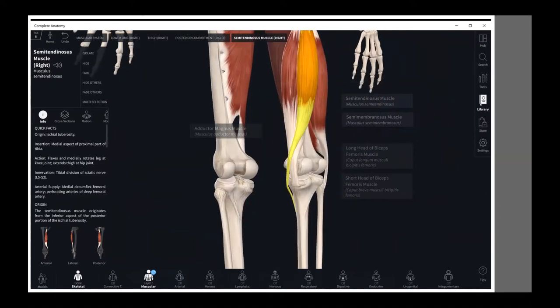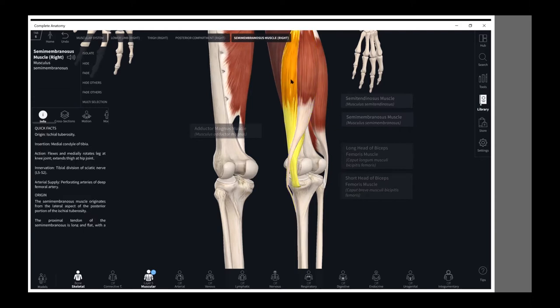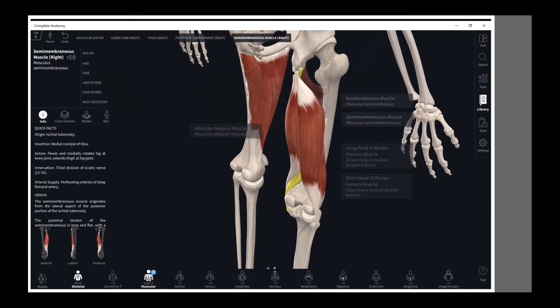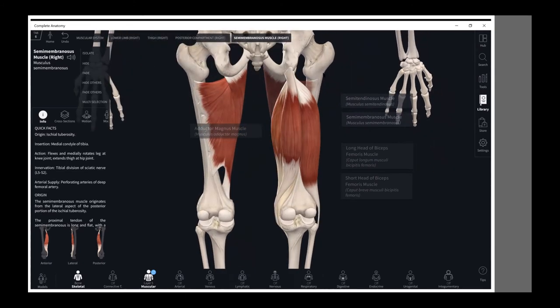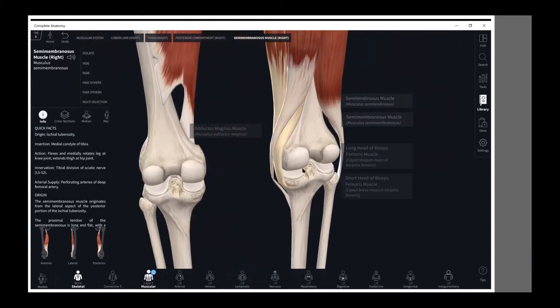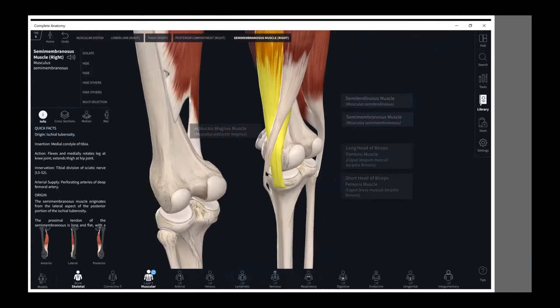Semitendinosus, its action is flexing and medially rotating the leg at the knee joint and extending the thigh at the hip joint. It's innervated by the tibial division of the sciatic nerve, L5, S1, S2. We'll move further to the semimembranosus. So its origin, again, ischial tuberosity. It actually will insert more laterally and anteriorly than does semitendinosus. Its insertion is the medial condyle of the tibia, so it's going to have a further posterior trajectory at the joint line than does semitendinosus.